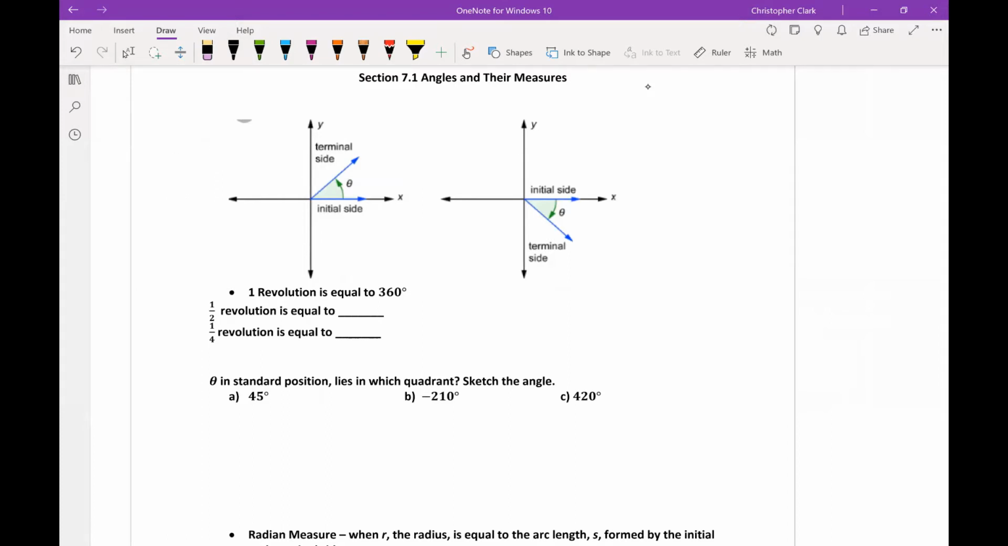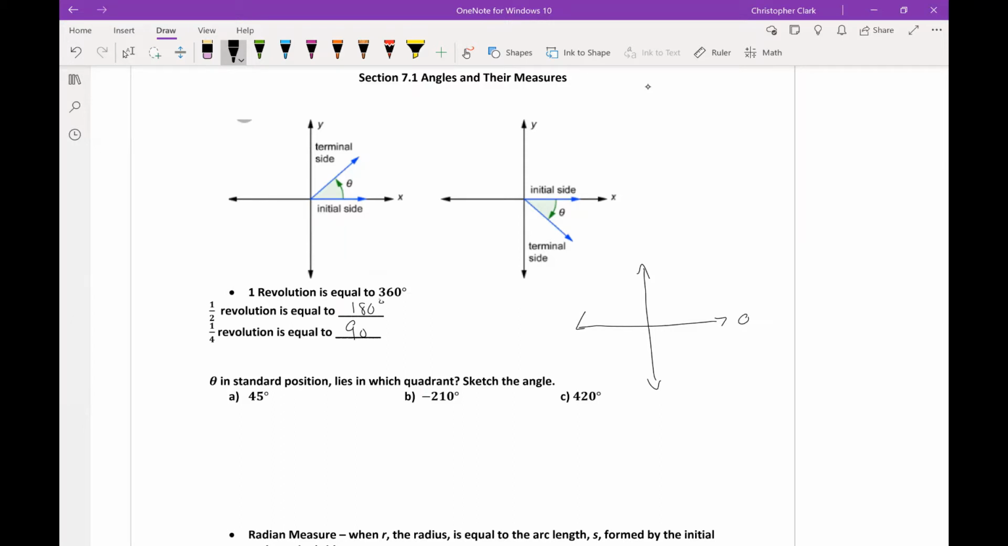Okay, so if one revolution is one circle going all the way around, which is equal to 360, then what does that mean a half a revolution is equal to? Well, in this case, it would just be 360 divided by 2, which is 180 degrees. A quarter revolution is going to be 360 divided by 4, which is 90. Now, these are important because these correspond to very specific angles here.